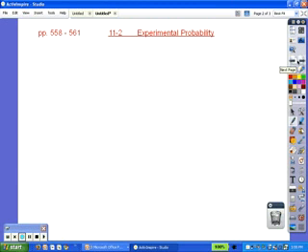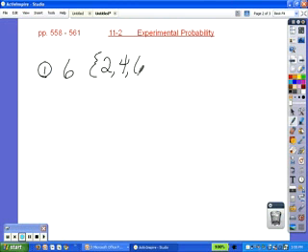Lesson 2, we're finding experimental probability, which is the probability based on an experiment or an event that has already occurred. For number 1, they want us to give the outcome in the sample space. Well, the outcome is what was the result of spinning the spinner. The result was a 6. The sample space is all of the numbers that you could have gotten when you spun the spinner, which would be 2, 4, 6, and 8.